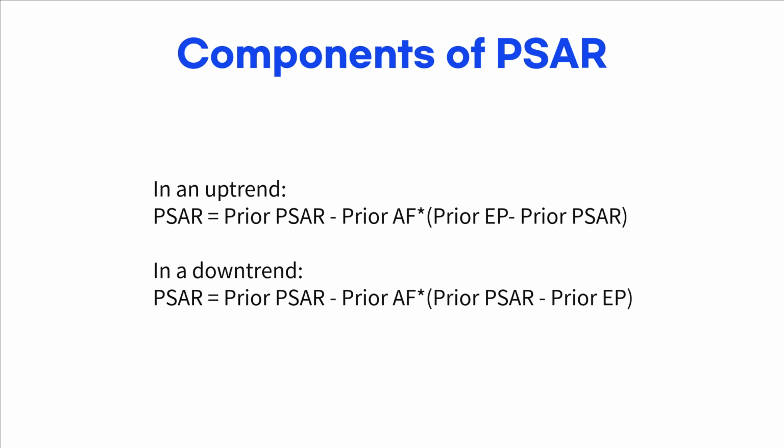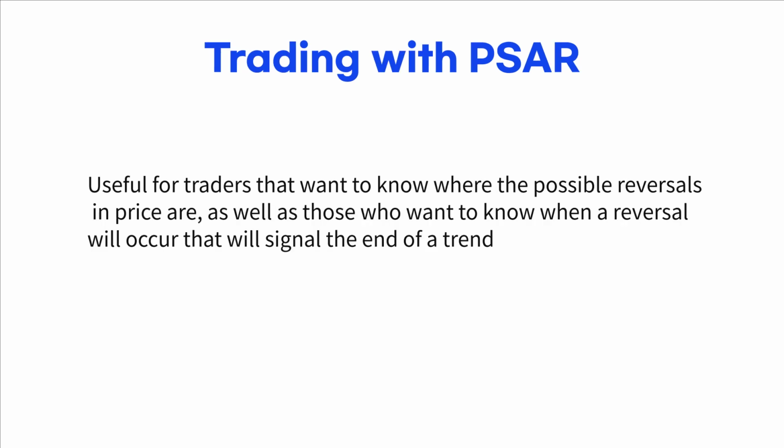The PSAR is especially useful for traders that want to know where the possible reversals in price are, as well as those who want to know when a reversal will occur that will signal the end of a trend. If the dot switches its placement, it signals to us that the current trend is likely to come to an end soon. This means you should be looking to close any open positions before the price reverses against you.